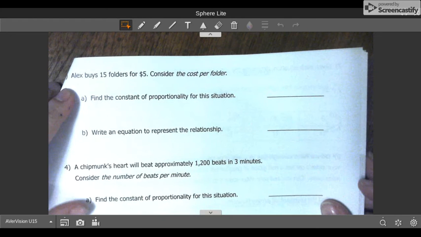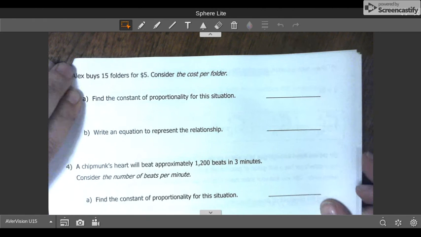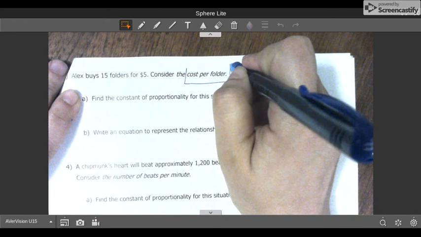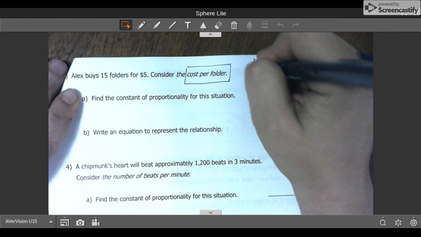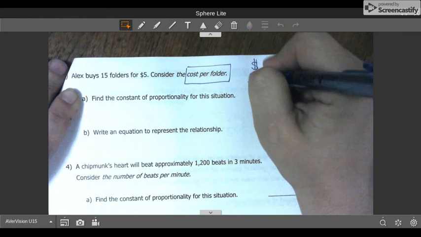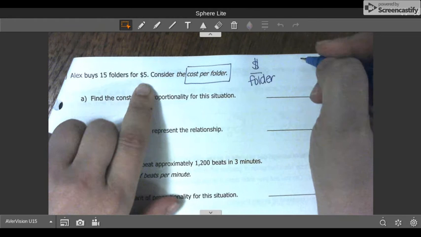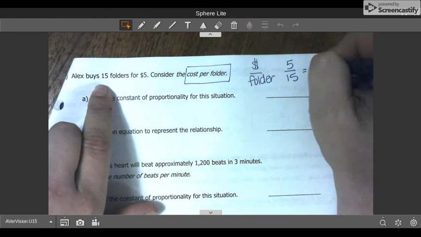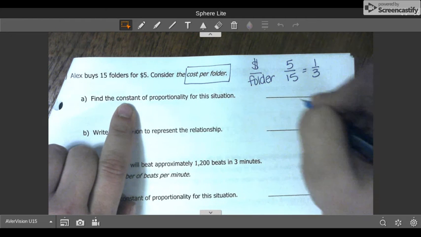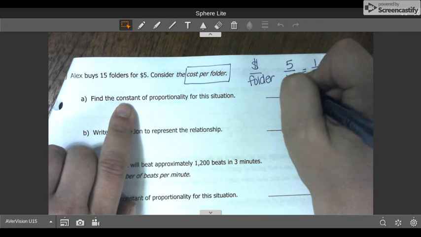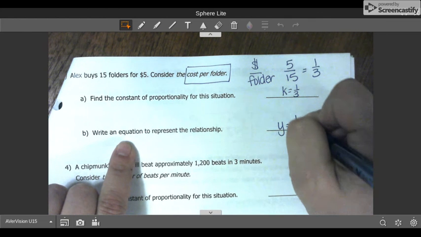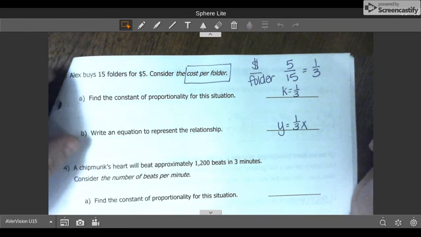Alex buys 15 folders for $5. Consider the cost per folder. Now this is asking you to divide in a certain order. It wants you to put the cost over the folder. So the cost here is $5 for 15 folders, and if I simplify that, I get a third. So the constant of proportionality is a third, and my equation for this relationship is y equals 1/3 x.